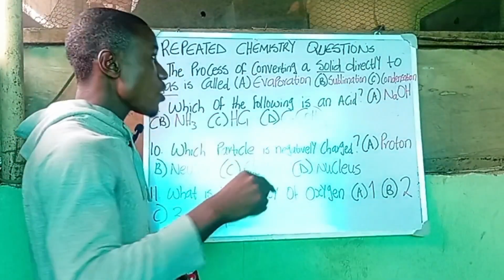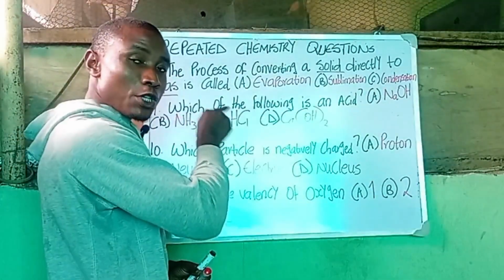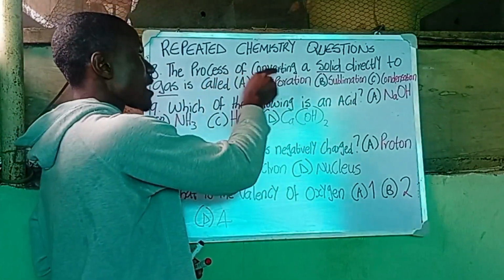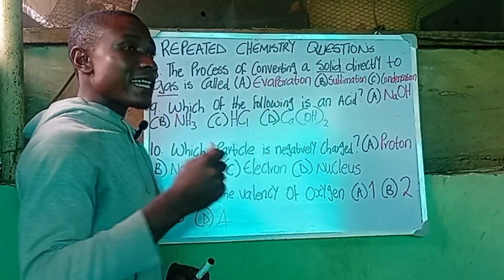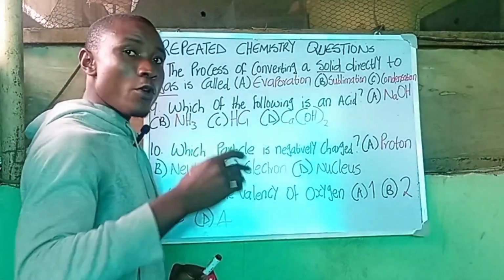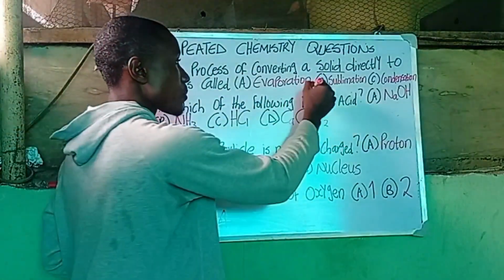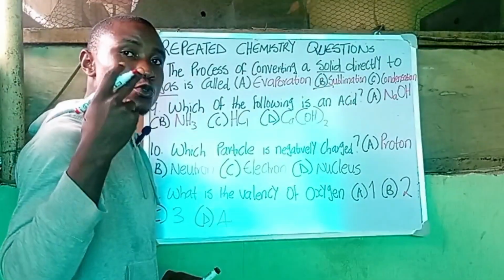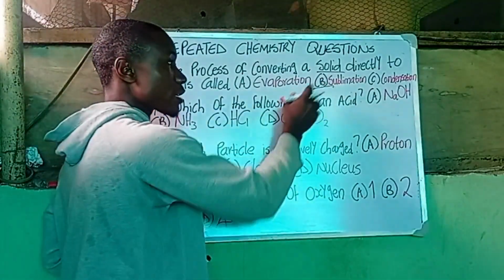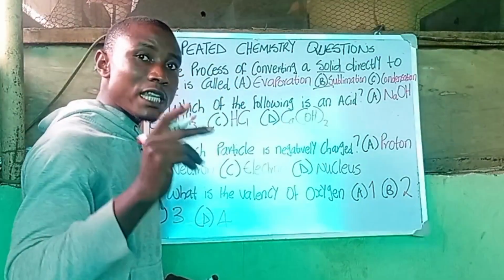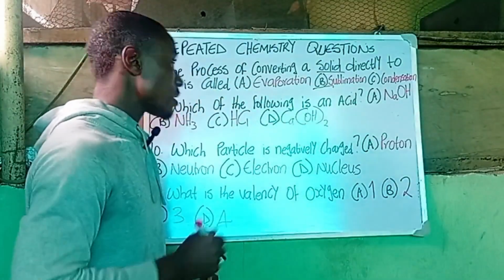Remember we made a video and already talked about this. The process of a solid converting directly to a gaseous state without going through the liquid state is known as sublimation. I tell you that there are just two solids that undergo this process of sublimation: iodine and ammonium chloride.